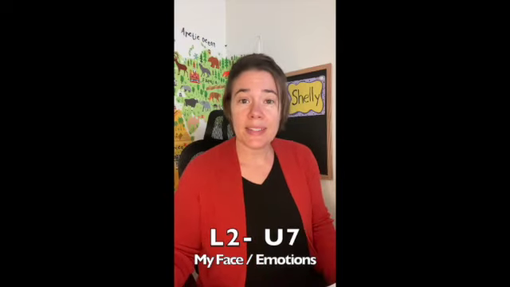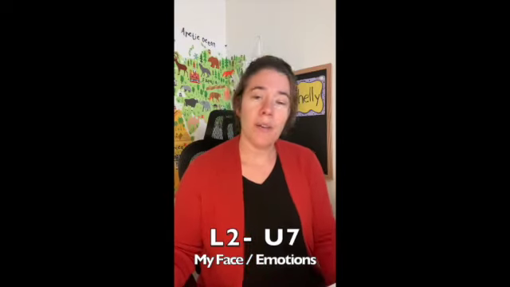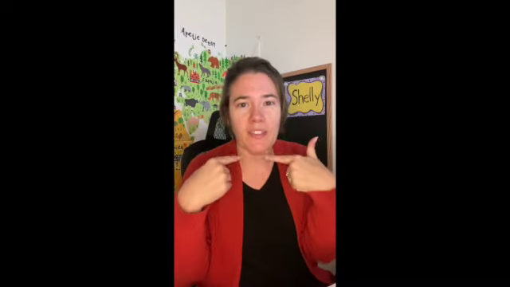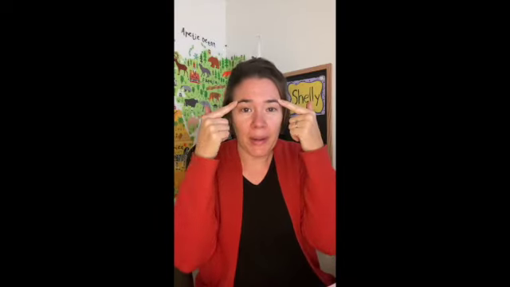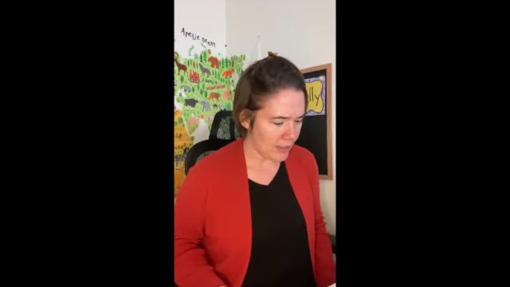And now for Level 2, Unit 7, this unit is called My Face, and also it covers emotions. So this will be the easiest one to have props for ever because you have a face. And the students learn eyes, nose, mouth, ears, eyebrows, cheeks, fingers, hand. Let's see, I think that's it.